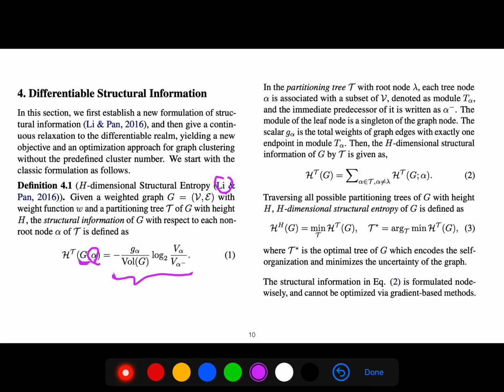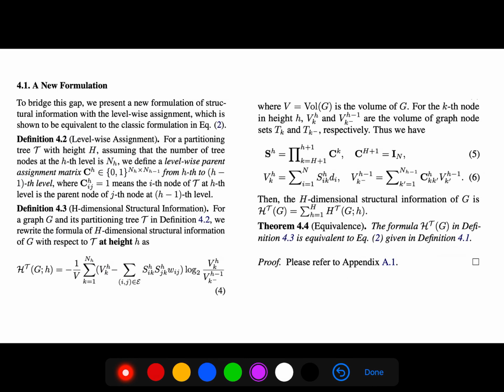So h-dimensional structural information of G is given here, traversing all possible partitioning trees of G with height h. H-dimensional structural entropy of G is defined like this. The structural information in this equation is formulated node-wisely and cannot be optimized via gradient-based methods. So to bridge this gap, we present a new formulation of structural information with the level-wise assignment, which is shown to be equivalent to the classic formulation.